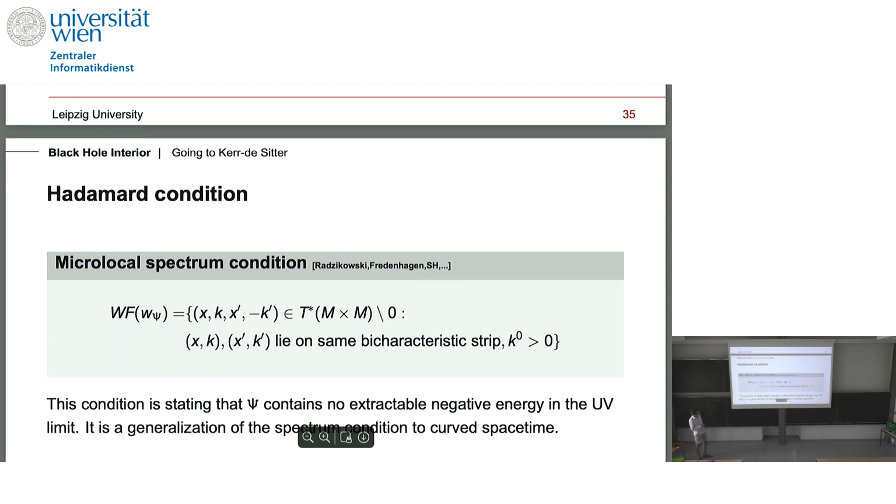So one aspect of this set is that the energy momentum covectors have to be light-like and on the same bicharacteristic strip. This basically follows from the propagation of singularities theorem, which is a consequence of the field equation. But there's an additional condition which says that the time component of this momentum covector is positive. That is a positive energy condition, and this condition is stating that the state contains no extractable negative energy in the UV, ultraviolet or short distance limit.